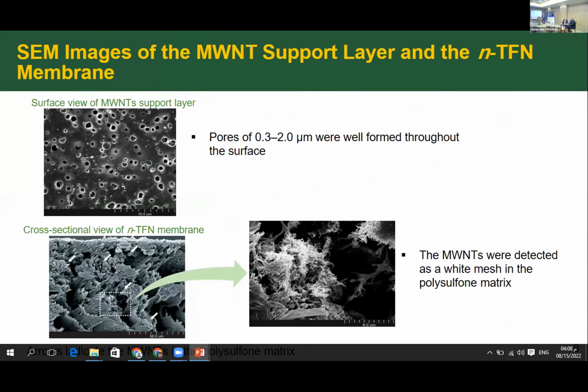And when we took SEM images of that membrane support layer, these are the images you can see here. The surface view of the MWCNT support layer is shown here, and it showed that the pore size was in the range of 0.3 to 2 micrometers, and the pores were well formed throughout the entire matrix. And when we zoom in a little bit to look at the cross-section view of the membrane, you can see that the MWCNTs are depicted as a white mesh in the polysulfone matrix.